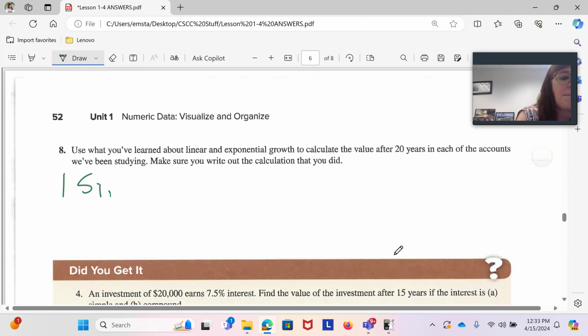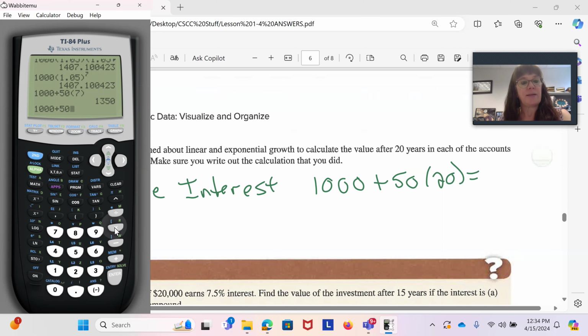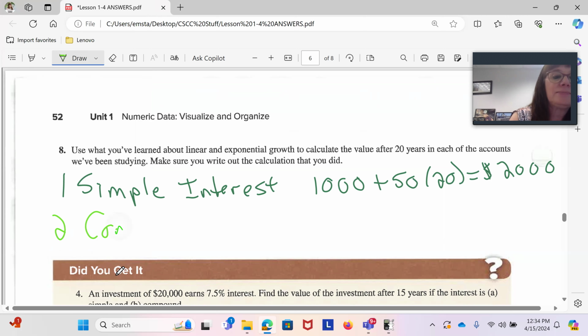And now I can put that into my calculator. So I can type in 1,000 plus 50 times 20, and I get $2,000. That means after 20 years, my simple interest account will have $2,000 in it. Let's do this next one in a different color. This is going to be our second account. It's compound interest.